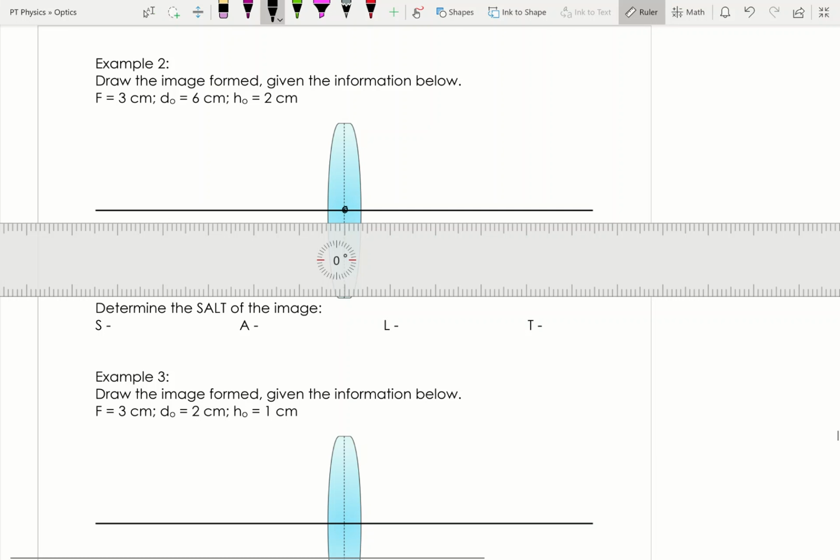So F is still 3. 1, 2, 3. That makes 2F 6. 4, 5, 6. 1, 2, 3. 4, 5, 6.